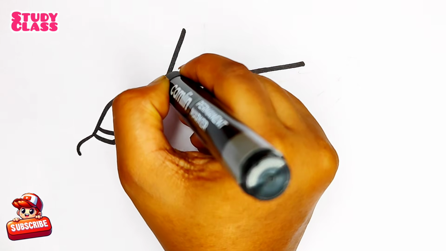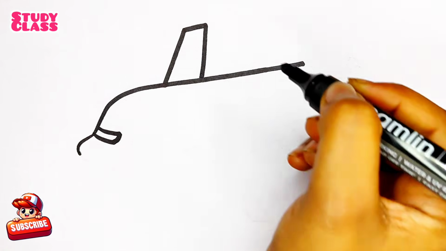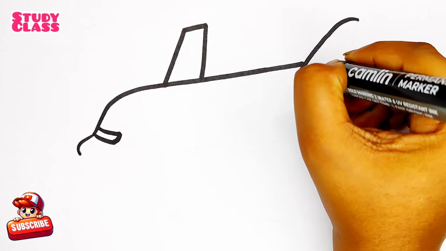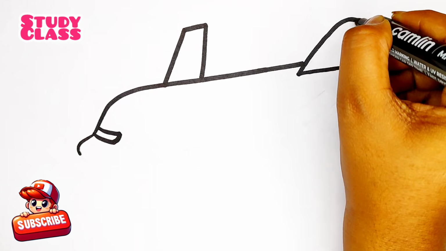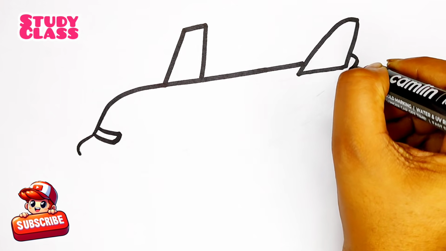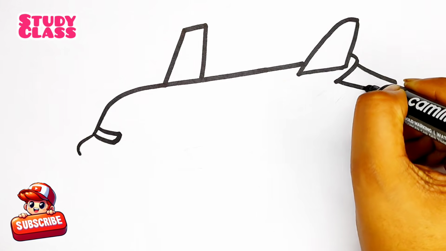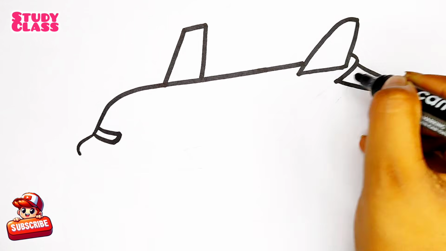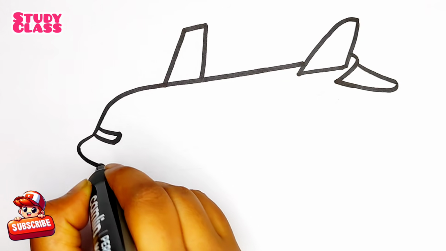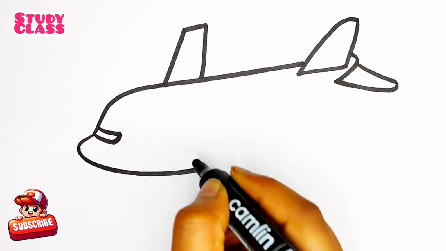Now we draw the airplane's first wings. Then we draw the backside two wings, one by another. Now we draw a big curved line to finish the body.